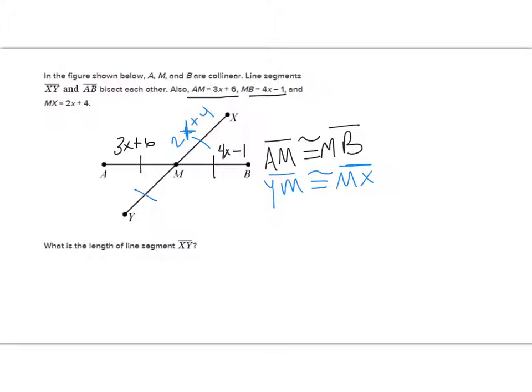So we want to think about what information we have where we can start solving for the variable. We know that the 2x plus 4 and this segment right here are going to be equal, but we don't know how big this segment is, and we don't know how big XY is, so we can't really do anything with that XY yet. On the other hand, we do know that the 3x plus 6 should equal the 4x minus 1 because AM and MB are congruent. So we're going to go ahead and use that to set up an equation.